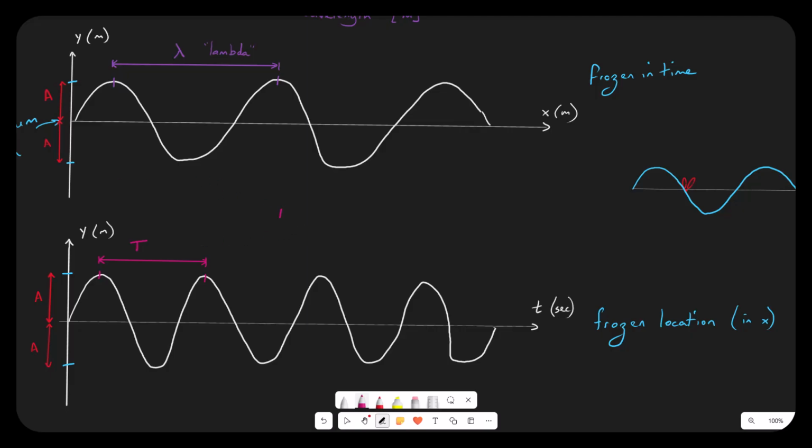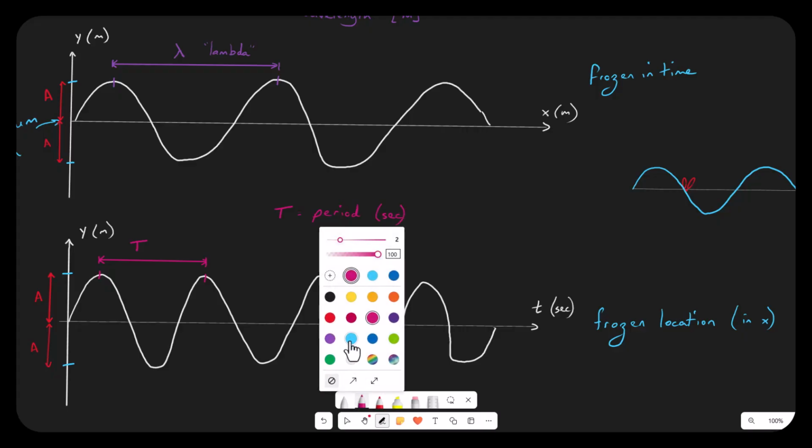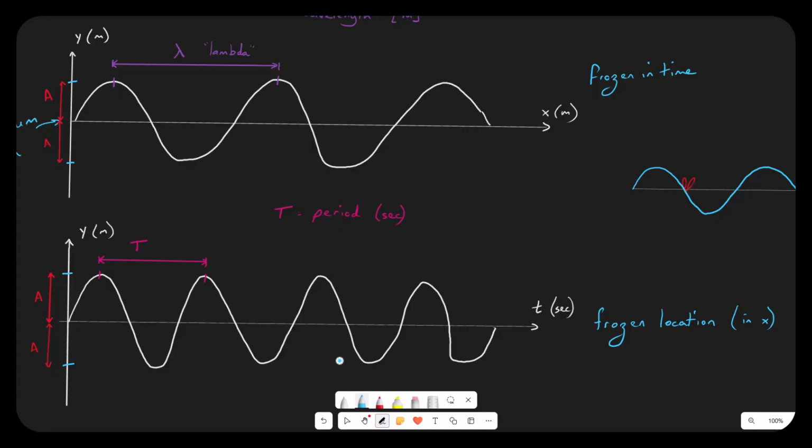and T is called the wave period, or the period of oscillation. It gets units of whatever's on this axis, which in SI units is seconds, but it could be minutes or milliseconds or something if we're measuring a wave that takes a long time or that's really fast. So then I'm going to put some of these things together.